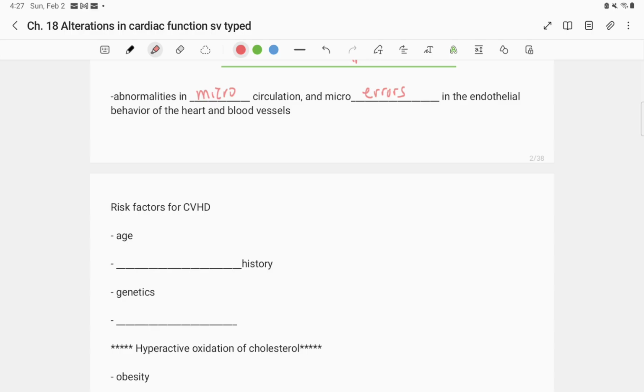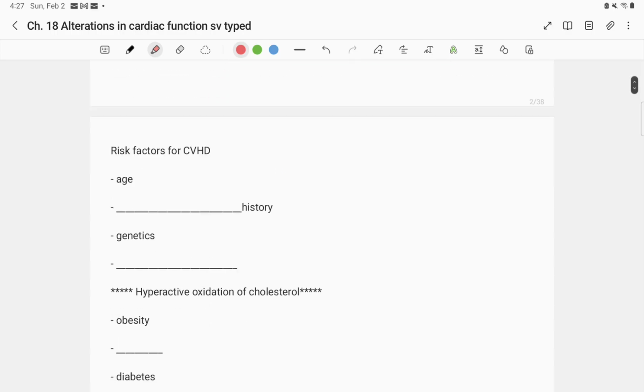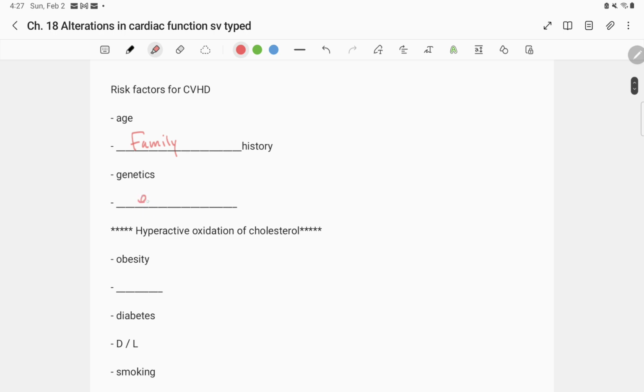Okay, risk factors for cardiovascular heart disease is age, family history, genetics, epigenetics.